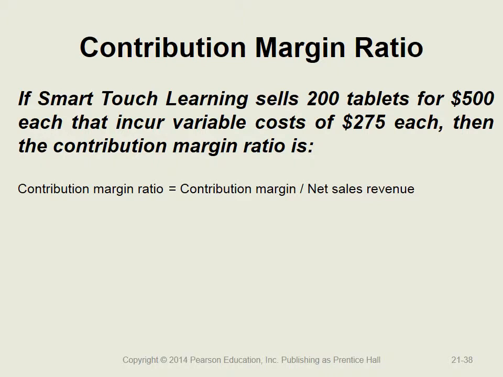The third way to express contribution margin is as a ratio. Contribution margin ratio is the ratio of contribution margin to net sales revenue. In other words, it is calculated as contribution margin divided by net sales revenue.